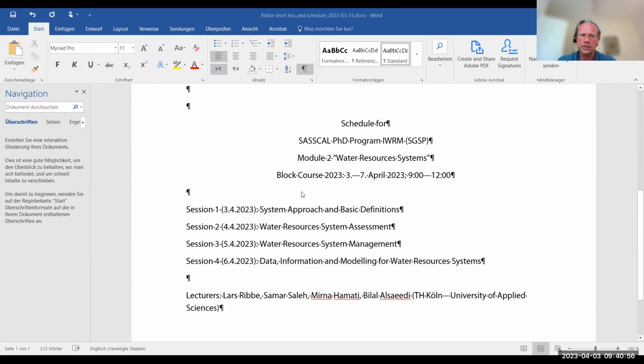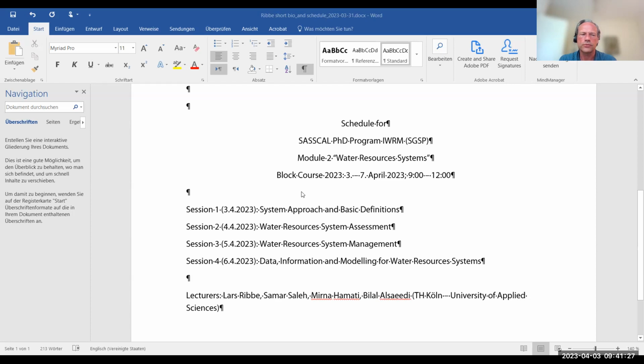Of course, it's module two. You had a first module already on the introduction to IWRM, and now we are going to visit the water resources systems. So that is module two. Today I'm talking about what the system approach is all about, and some basic definitions. That means understanding especially the fluxes within the system. For that, we need to understand the basics of hydrology or of water resources.